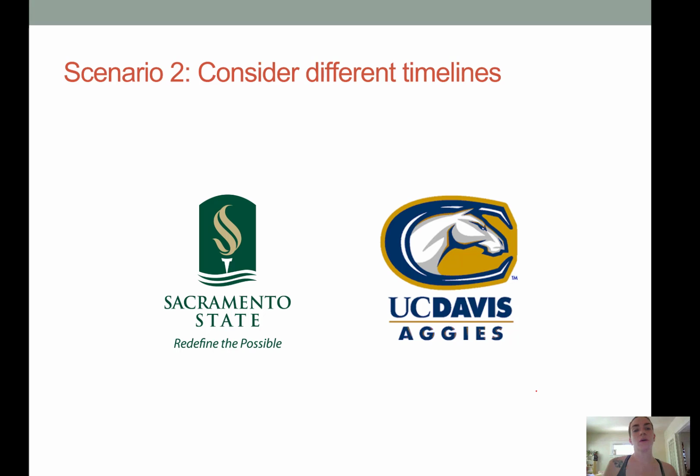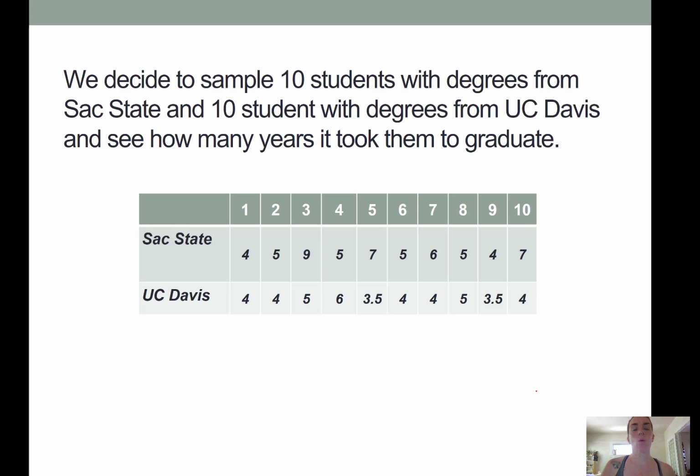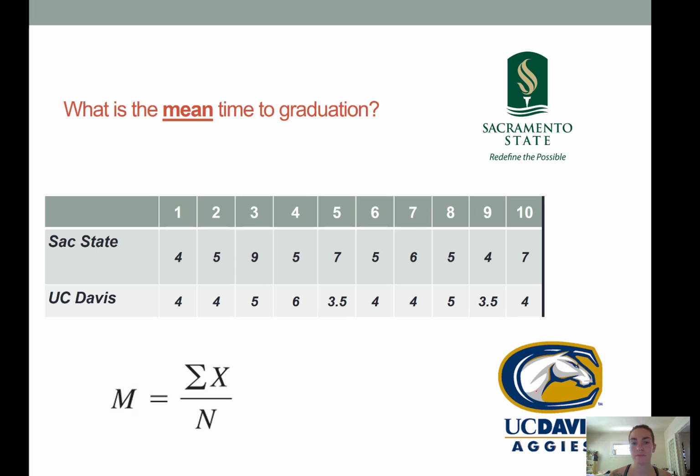Okay. You might be asking yourself, but what if you don't graduate in 4 years? So let's work through an example. We actually wanted to ask a group of students, 10 students in this case, so our N is 10, with degrees from Sac State and UC Davis, how many years it took them to graduate. So you can see here that we have 10 individuals from Sac State, 10 individuals from UC Davis, and we have a score for each person that represents the number of years it took them to graduate from their institution.